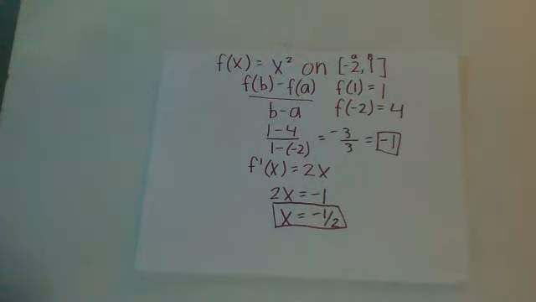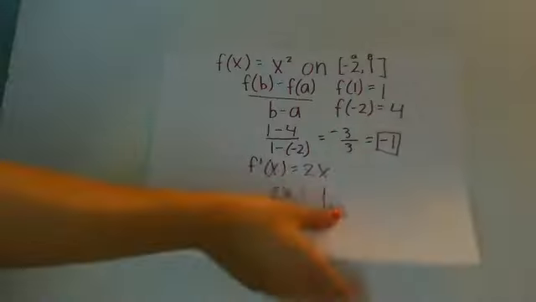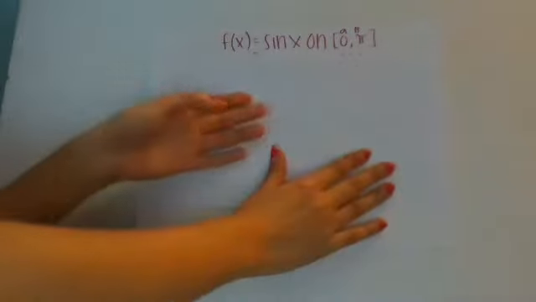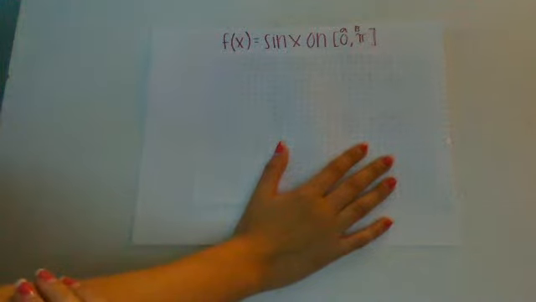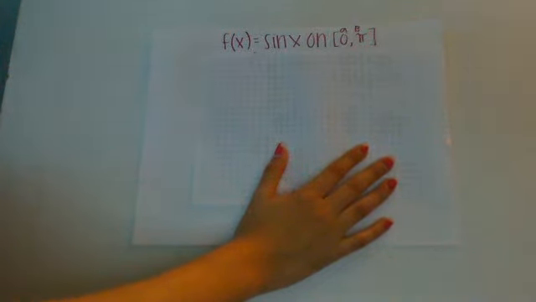So now on to another problem. We're going to be using some trig. So again, we're going to be doing a mean value theorem problem. We're going to be using f of x equals sin x on the interval 0 pi. 0 is our a value, and pi is our b value. We use the equation, again, f of b minus f of a over b minus a.